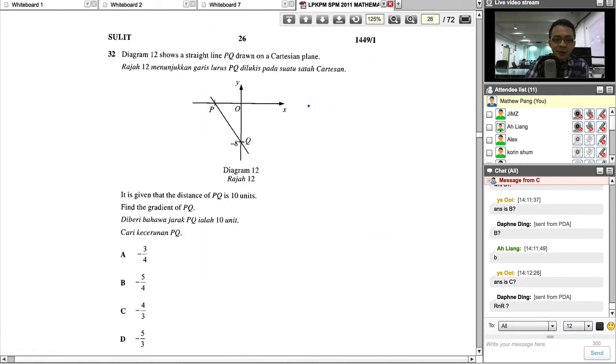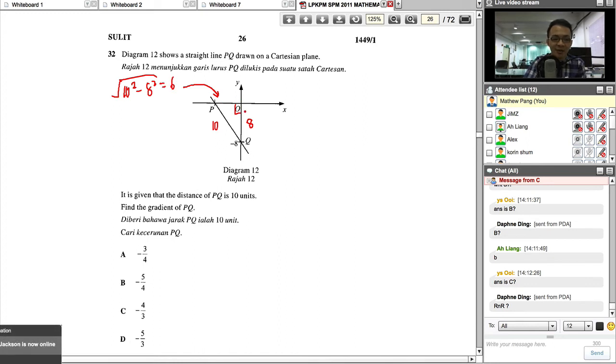32. Straight line. Okay, it's given that the distance for PQ is 10 units. Find the gradient of PQ. So distance of PQ is 10 units means what? This is 10, right? So negative 8 means this length is actually 8 units. We can use Pythagoras easily because Pythagoras tells me the hypotenuse. So I can find this OP easily by using the square root of 10 squared minus 8 squared. So I just do it. 100 minus 64. Yeah, it's 6. So the length here will be 6.